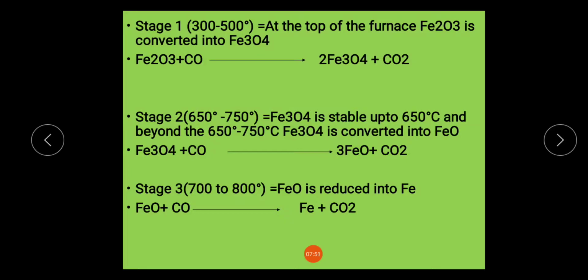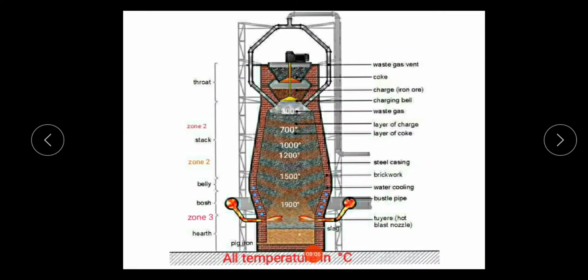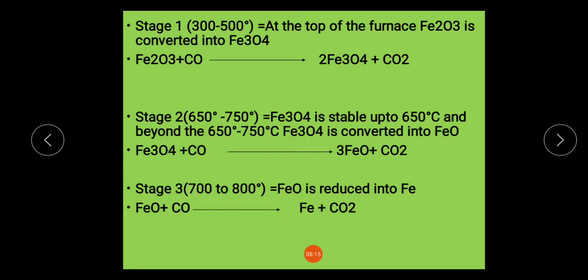Now we discuss stage 2. This stage 2 is conducted at 650 degrees Celsius to 750 degrees Celsius, approximately from this point to nearly this point, and at this region a reaction takes place. Such reaction is ferroso-ferric oxide, meaning Fe3O4, reacted with carbon monoxide to form FeO and carbon dioxide.